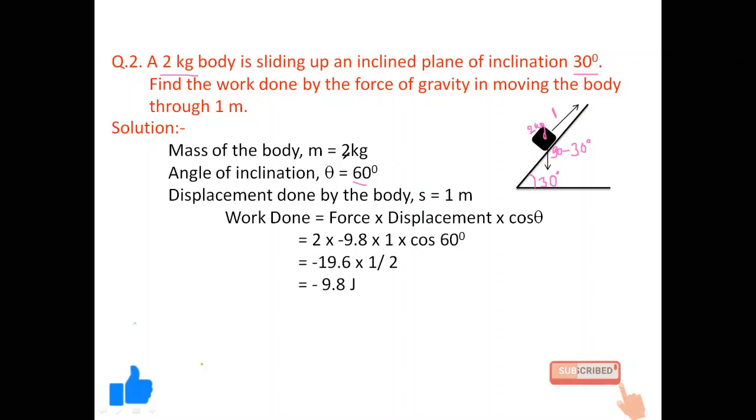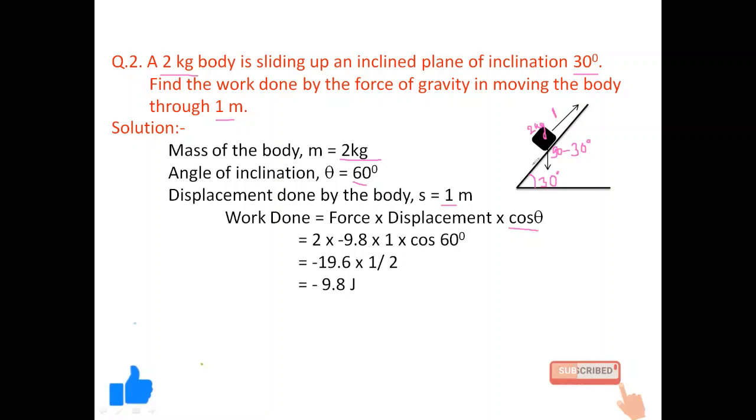Mass of the body is 2 kg. Angle of inclination means angle of displacement and force is 60 degree. So the displacement done by the body is 1 meter, because here in the question it is given. Question में क्या दिया है? Find the work done by the force of gravity moving the body through 1 meter. 1 मीटर अगर बॉडी को लेकर के ऊपर हम जा रहे हैं तो उसको हम लोग को वर्क डन निकालना है. So work done is equal to force into displacement into cos theta. FD cos theta हमारा वर्क डन का फॉर्मूला है.